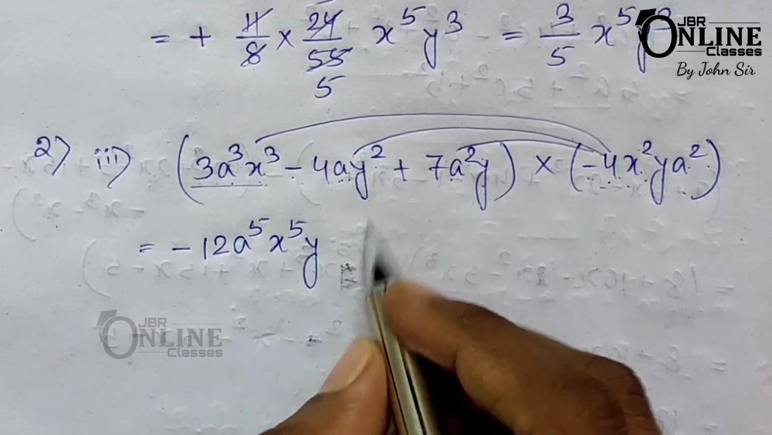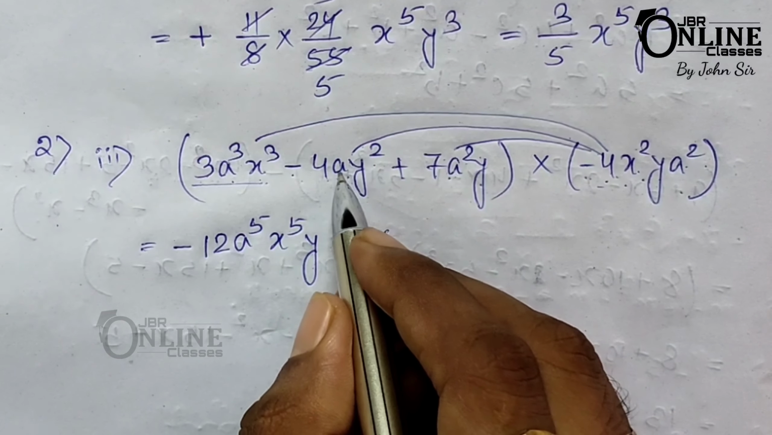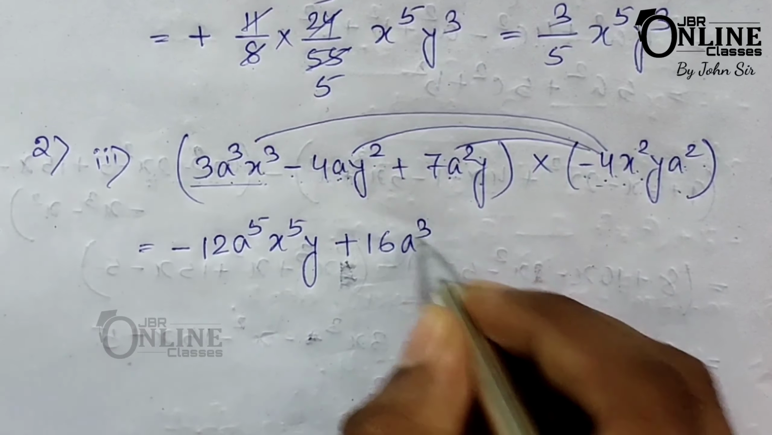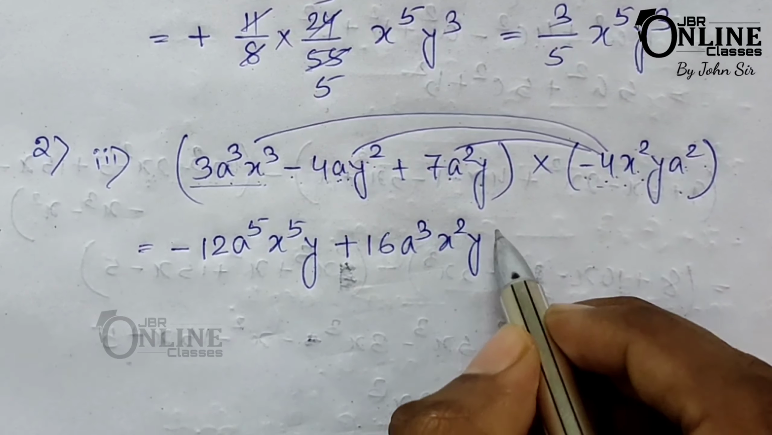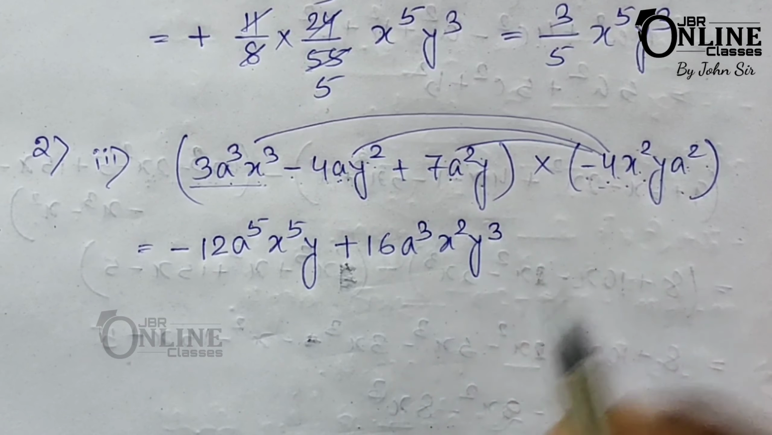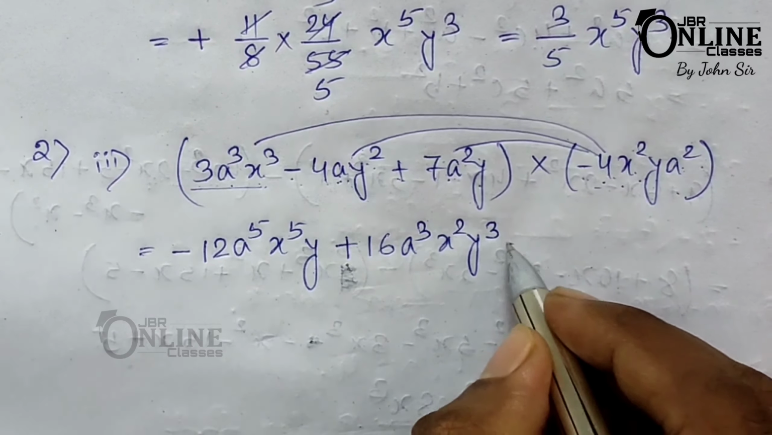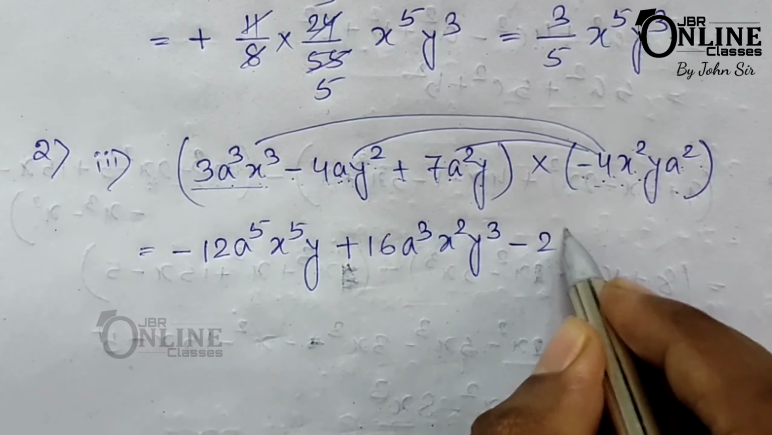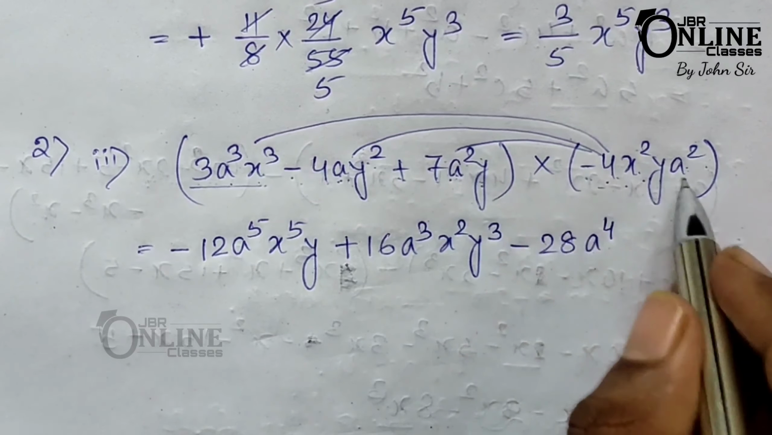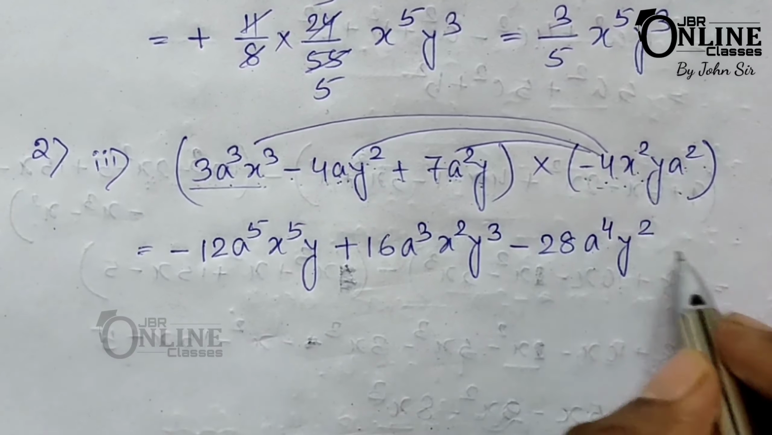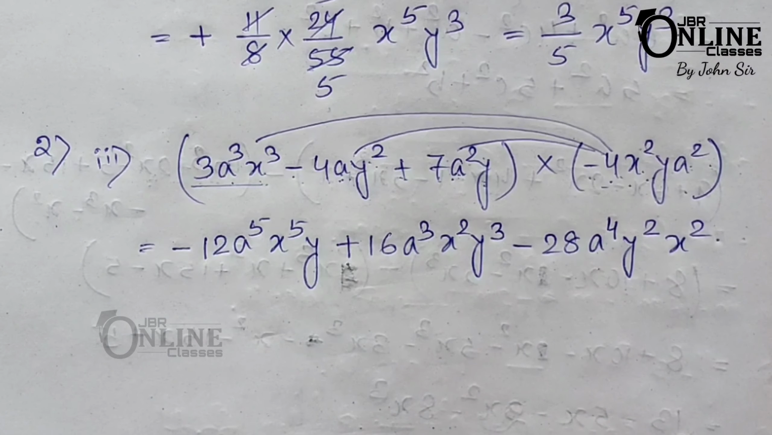So minus minus, it becomes plus. 4 into 4, 16, a square, a cube, x square, and last one y square, y1, so y cube. Very carefully. Okay, now last one, this one and this one, plus minus minus, 7 into 4, 28, a square, a to the power 4, y square, and last one x square. Okay, so this is your answer.